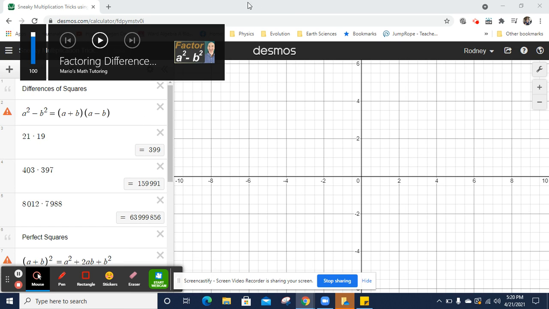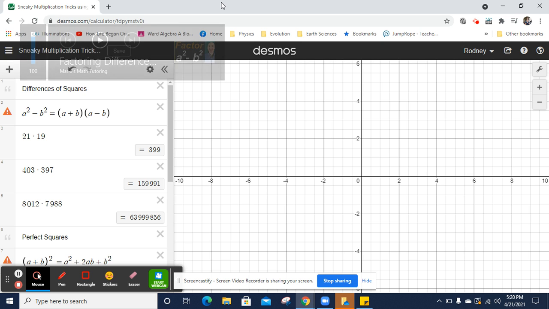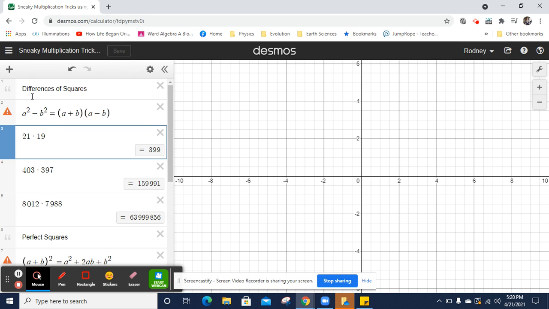I'm going to do a video on how to do some sneaky multiplication tricks using differences of squares and perfect squares right now. So here we go. I'm going to take first a group of multiplications that look kind of annoying to do, and we're going to do them out using the difference of squares structure.